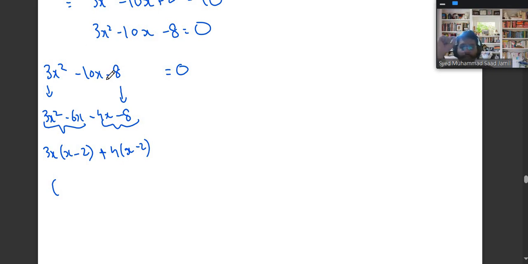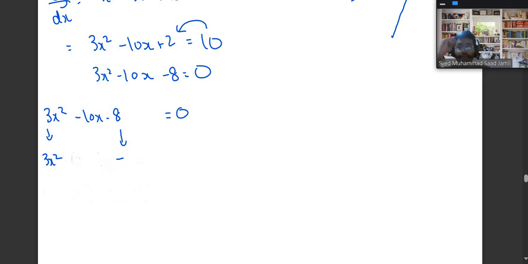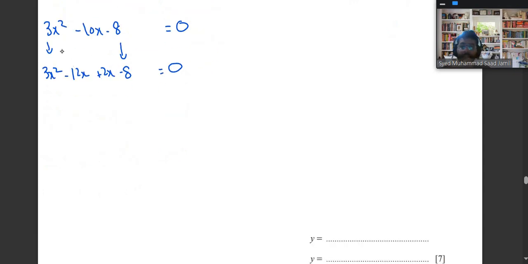Before I continue, I just made a slight mistake. I cannot take minus 6 and minus 4. Sorry guys, because minus 6 multiplied by minus 4 is actually plus 24, and I need minus 24. So the two numbers that I will take give 3x² minus 12x plus 2x minus 8 equals 0. My bad, I just realized this.